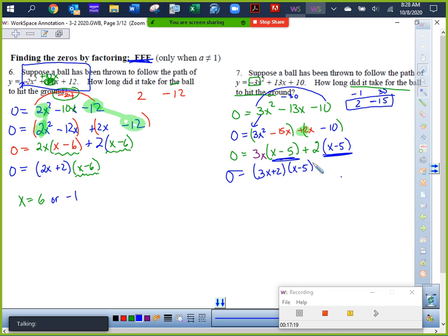Now we can solve with the zero product property. And now's where opposite of this guy over that guy makes more sense. What value of x makes this 0? Opposite of this over that. So what do you think? Negative 2/3 or 5 in that case. Weird, weird, weird.